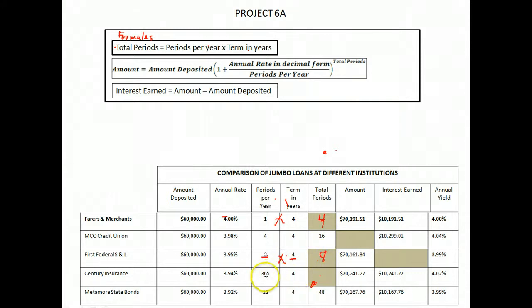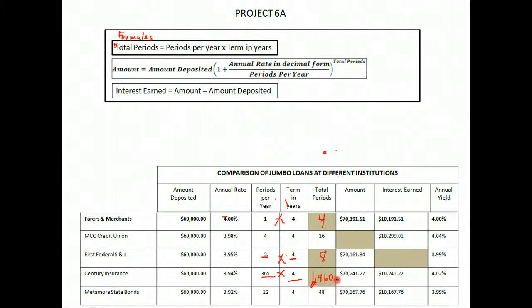And finally, this one's compounded daily. It's 365 times a year. And it's for 4 years. So we just multiply 365 times 4. When we do, we get 1,460. Okay, so that's how you find the number of total periods.